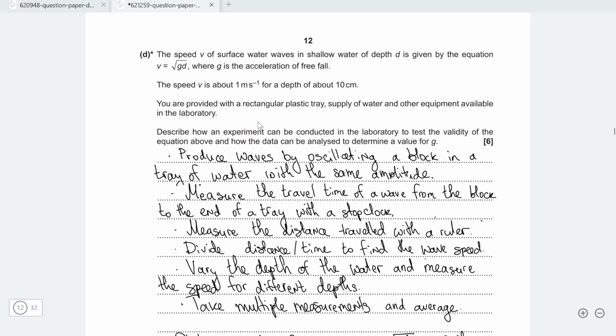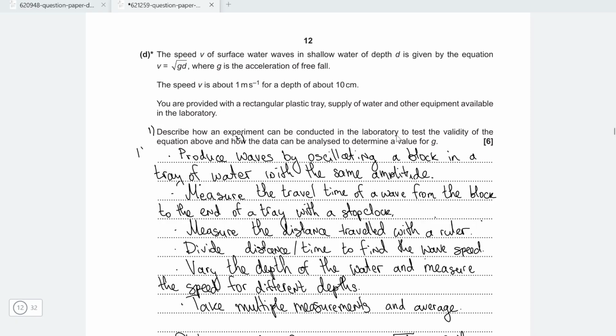You're provided with a rectangular plastic tray, supply of water and other equipment available. Design how an experiment can be conducted in the lab to test the validity. So that's one thing that we need to do, which is to design an experiment and how the data can be analyzed to determine a value for g, the gravitational acceleration. Okay, well, in order to design an experiment, we are going to need to produce some waves in a nice consistent manner with the same amplitude.